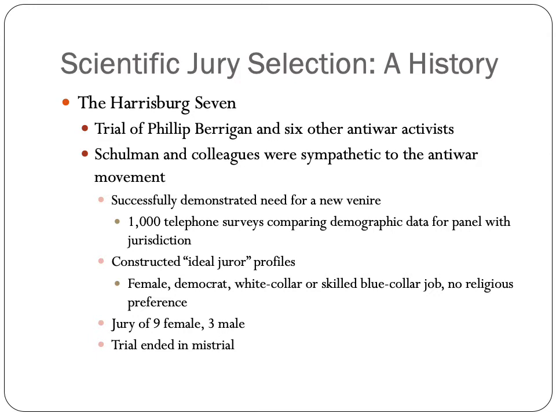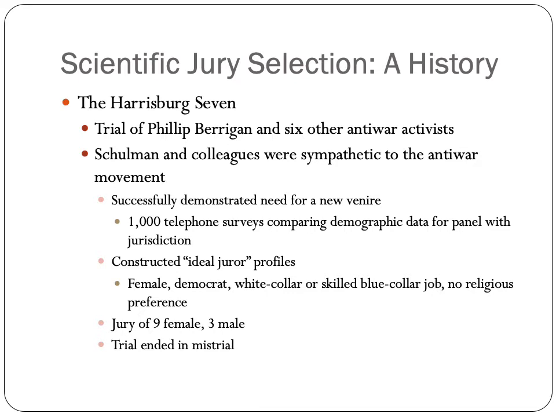They successfully demonstrated the need for a new venire after they did 1,000 telephone surveys comparing demographic data for panels within the jurisdiction. They constructed an ideal juror profile. They wanted a female Democrat, white-collar or skilled blue-collar worker with no religious preference. The jury was 9 female and 3 male, and the trial ended in a mistrial.